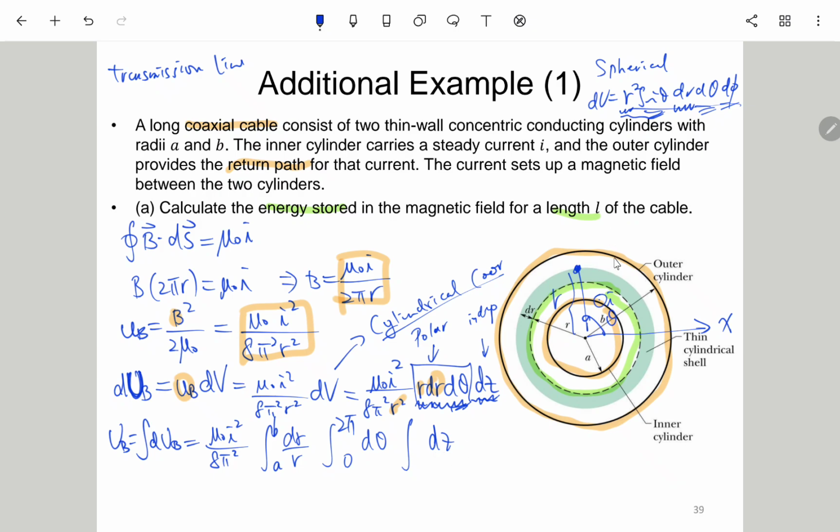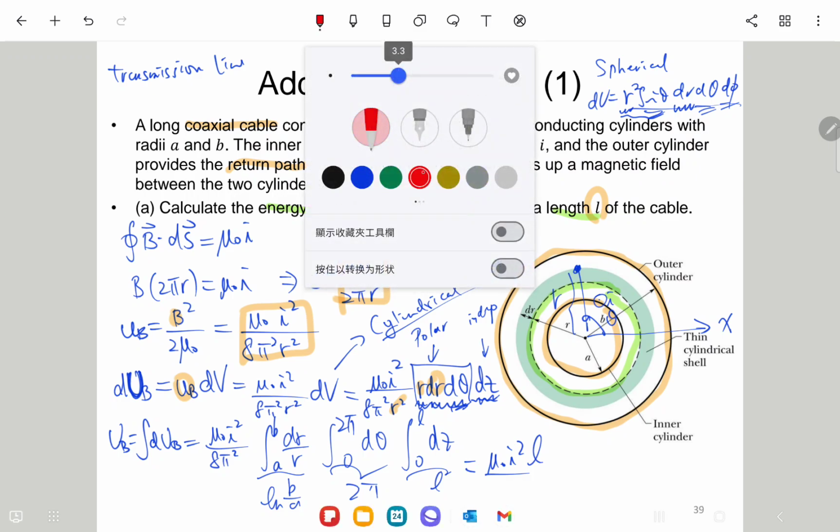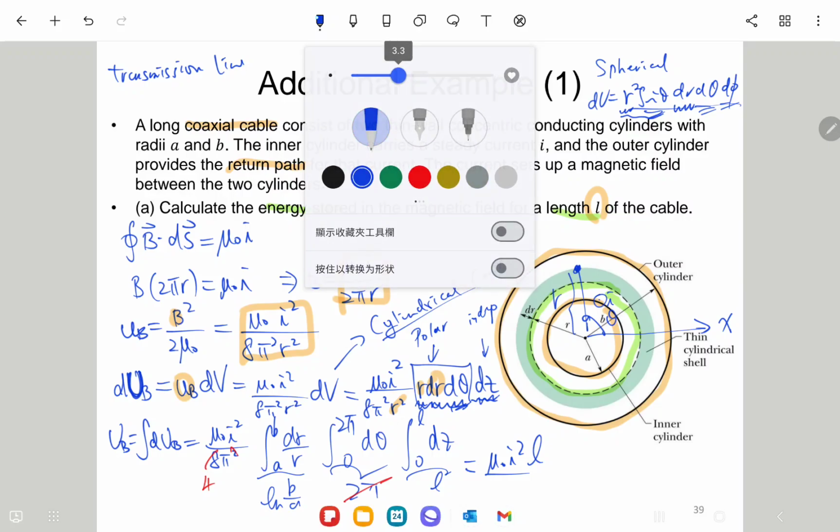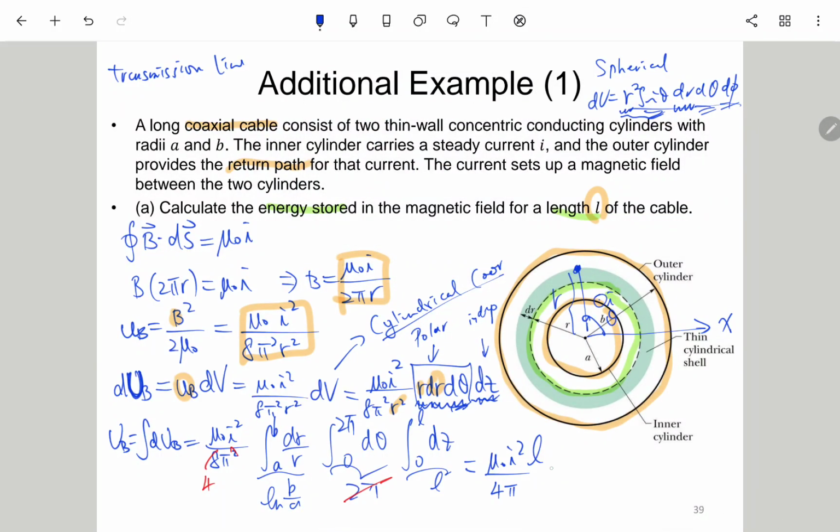For the dz, it tells you that the length is L, so it is nothing but 0 to L. So this gives L, and this is 2 pi, and this is natural log of B over A. Nothing special. So this is nothing but mu 0 I squared over, and we also have this L. For the 2 pi, these 2 pi partly cancel with this one, so it becomes 4 pi. Altogether we have a 4 pi, and then natural log of B over A. So this is the expression for the U_B between the coaxial cable within the length L.